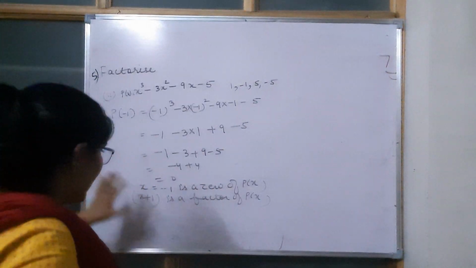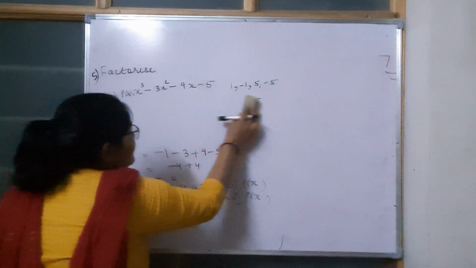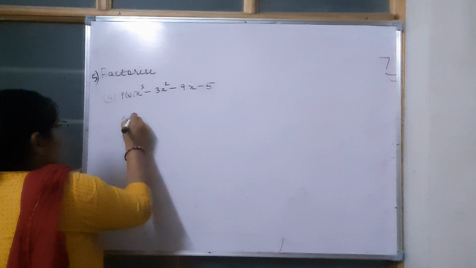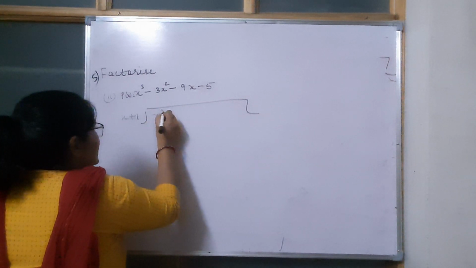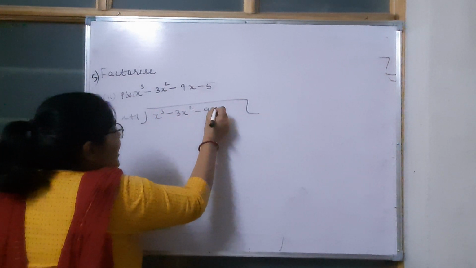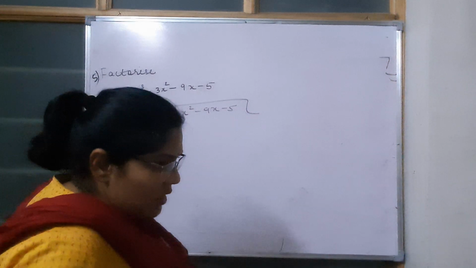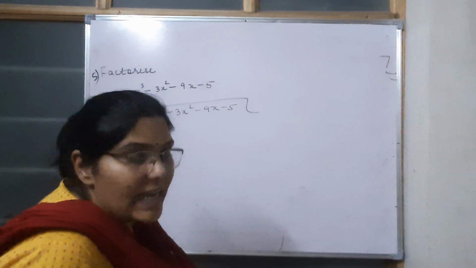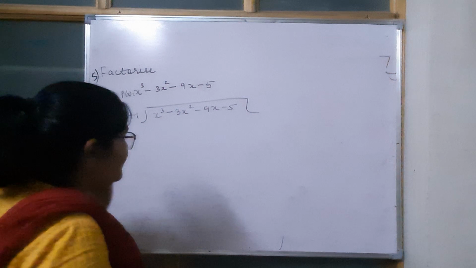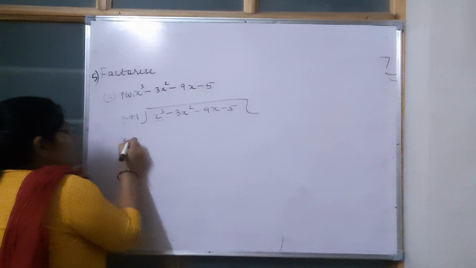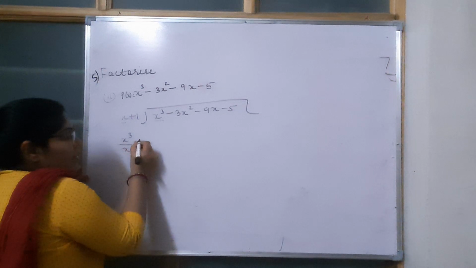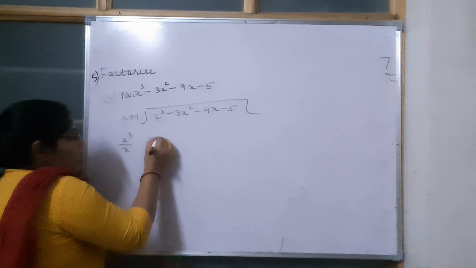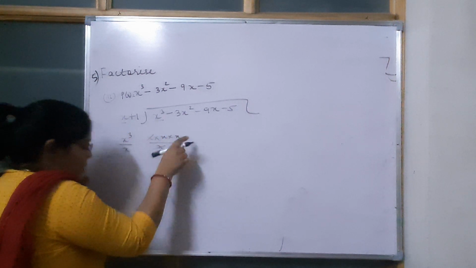Now next step. Since x plus 1 is a factor, we take x plus 1 as the divisor and our dividend is this polynomial. When I say 10 divided by 2 you will get 5. If 2 is a factor, 5 is also a factor of 10. So I am just trying to find the next factor. How do I do it? x cube divided by x is x square. You can cancel and you will get x square.